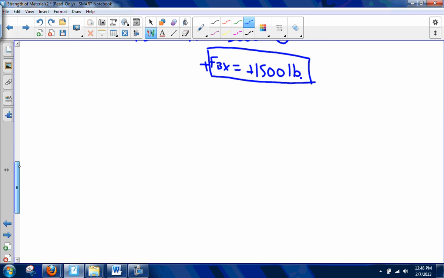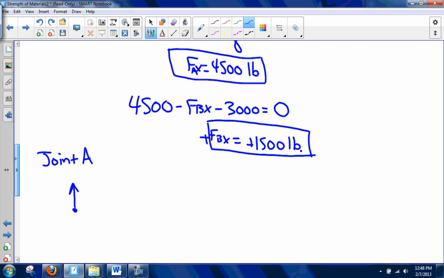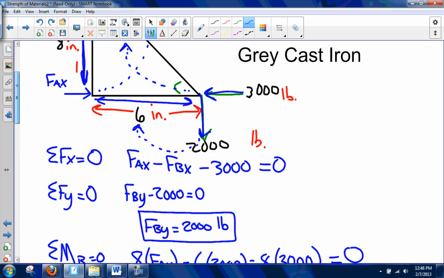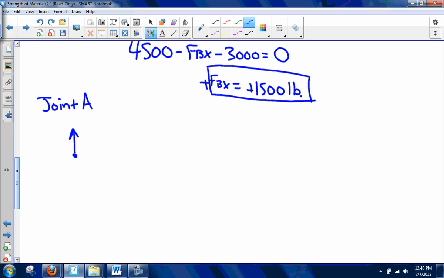So what we need to do is draw joint A. I'm going to label this drawing as joint A so I know where I'm at. I'm going to draw that one in tension. And I said FAX was 4,500, and I drew it to the right. So this is 4,500. This is AB.